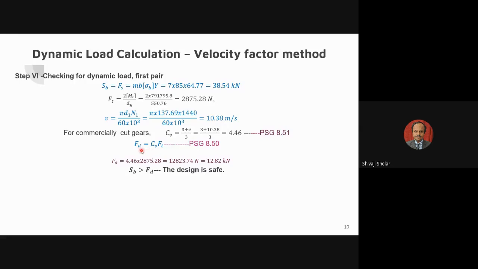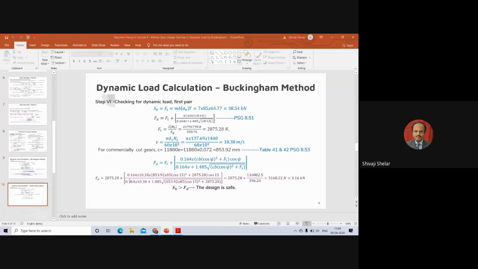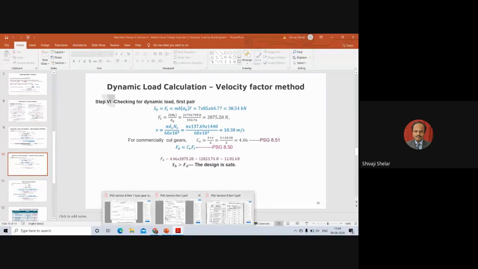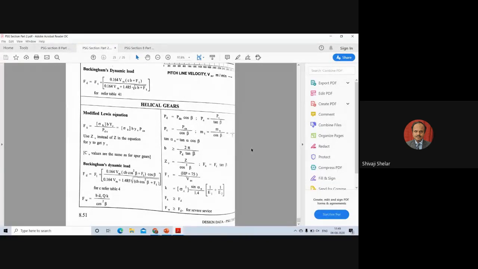Again, the dynamic load formula is available on page 8.50 for helical gear. So CV into FT. I will show page numbers 8.50 and 8.51, how the value of CV and the formula for FD are taken from them. This is the formula for helical gear dynamic load, available on 8.51. This is the formula I have used in the calculation in the earlier slide.